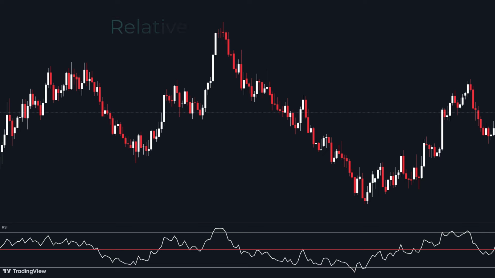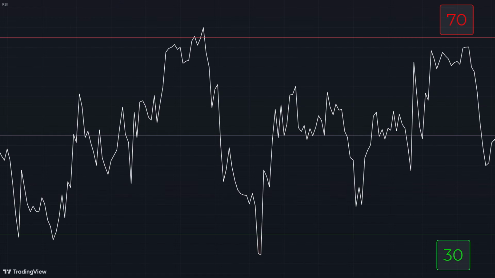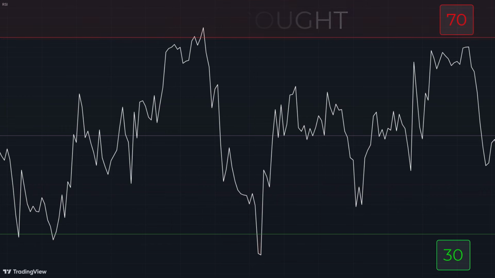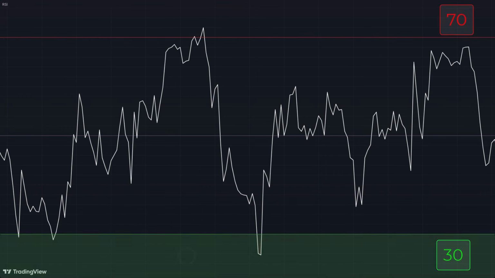Now let's talk about the Relative Strength Index, RSI. It is a momentum oscillator that measures the speed and change of price movements. It's a popular technical indicator used by traders to identify overbought or oversold conditions in a market. The RSI oscillates between 0 and 100. Traditionally, an RSI above 70 is considered overbought, suggesting that the asset may be due for a reversal or correction to the downside. Conversely, an RSI below 30 is considered oversold, indicating that the asset may be due for a reversal or correction to the upside.